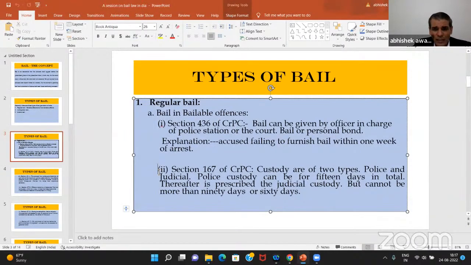Again, for other offenses, on the expiry of 60 days, if he is ready to furnish bail, he has to be enlarged on bail. And the bail will be considered to be a regular bail granted under Chapter 33 of the CrPC, which deals with bail and bail bonds. So here the police is under pressure to finish the investigation within 90 days or 60 days, as the case may be, and to file a charge sheet. If they don't do so, he will be enlarged on bail.